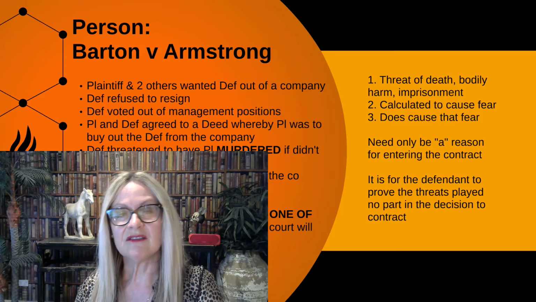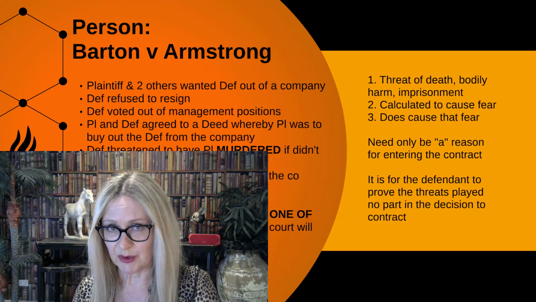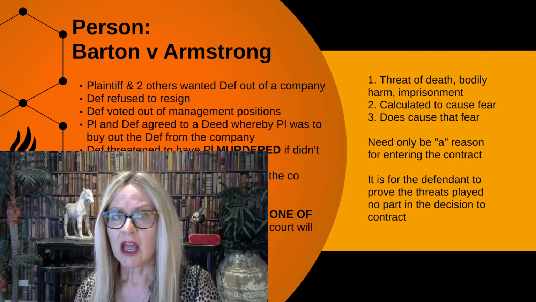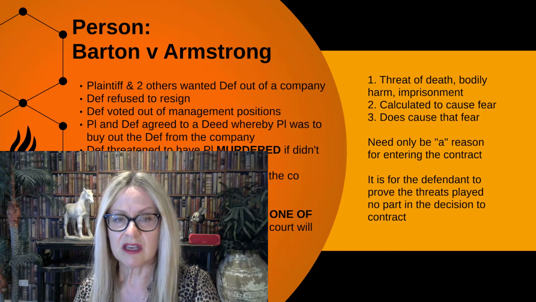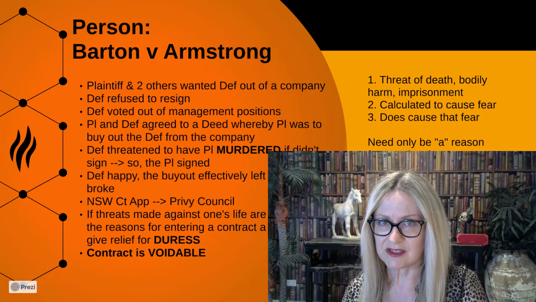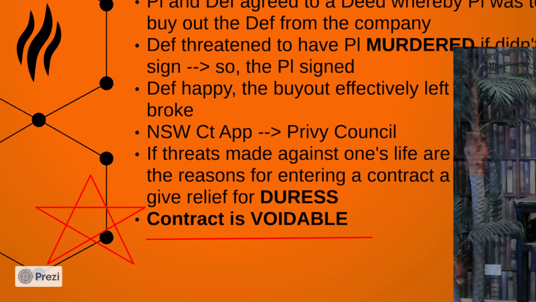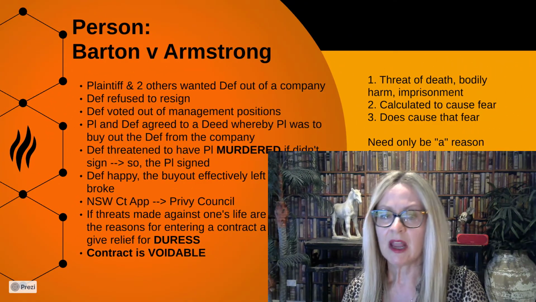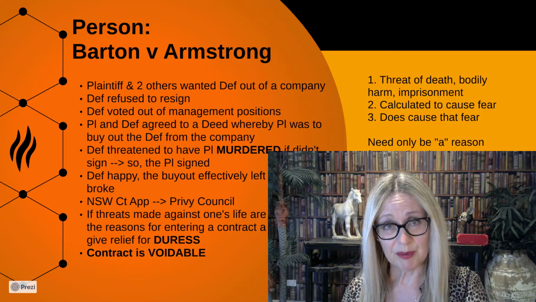It's for the defendant then to try and prove that the threats played no part whatsoever in the decision to contract. Very high hurdle to get over. You will note that even though this is a common law action, the result of a successful argument of duress is that the contract is voidable only. Voidable, not void. So there was a bit of unclarity about that for some time, but the consensus now seems to be that the contract will be voidable. So that's duress of the person.